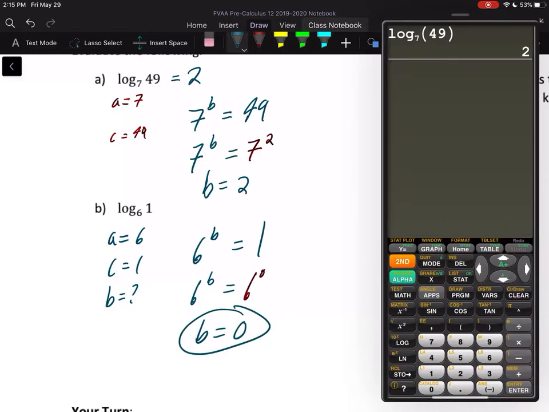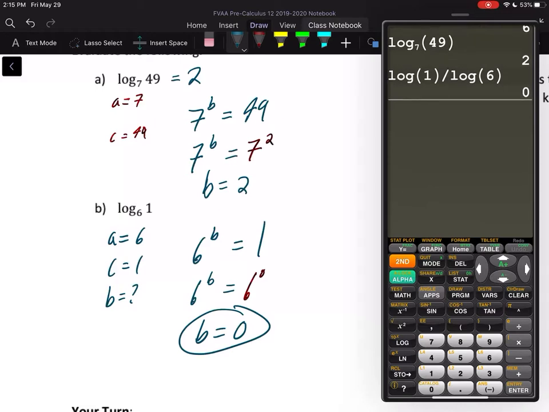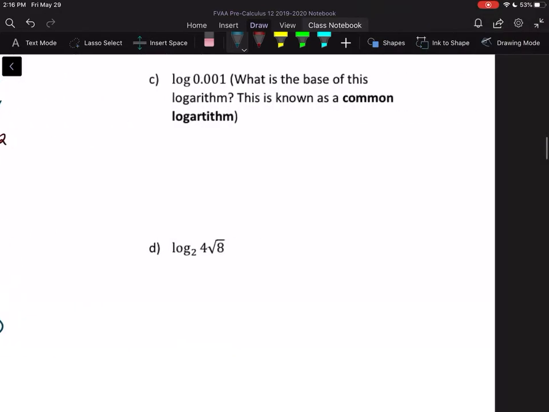And again, I can plug it in here using the other method, log 1 divided by log 6. You might prefer this method, even if you have a TI-83 and have the log base approach. You might prefer the second notation, what we just did, instead of using the log base. It's up to you what you use, just as long as you can use it consistently and correctly. That's all that matters. Okay.